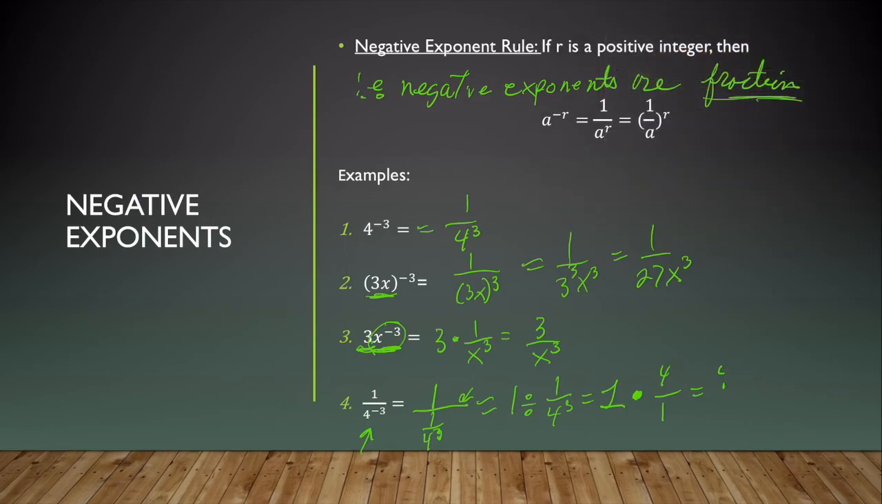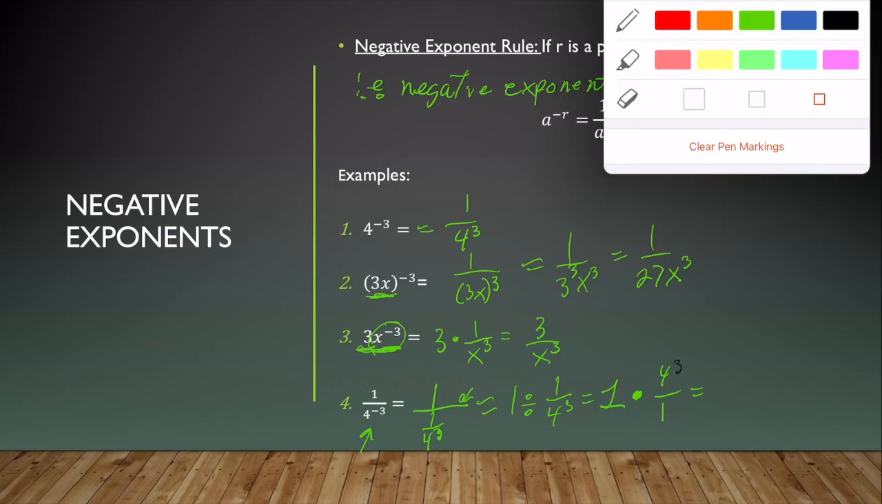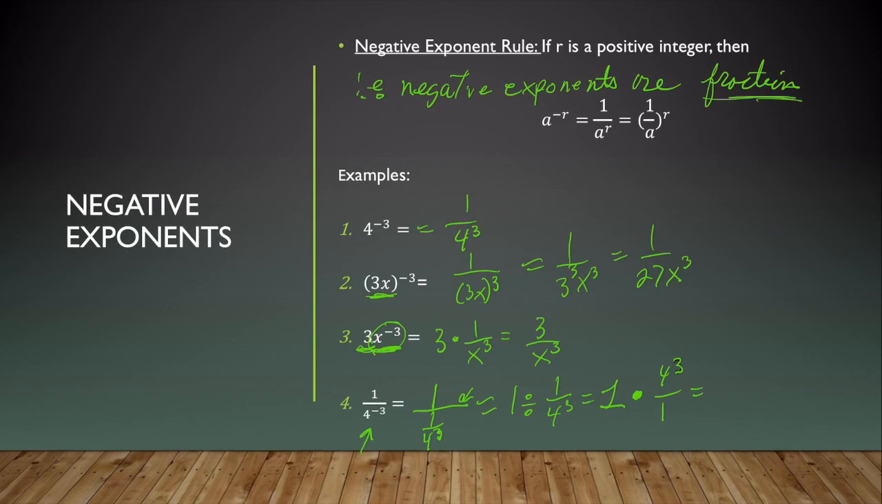So the key takeaway should be that if I have a negative exponent in my denominator, it moves to my numerator. And you can hold that as a fact. That way you don't have to do fraction division every time.